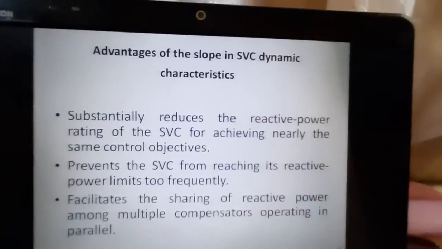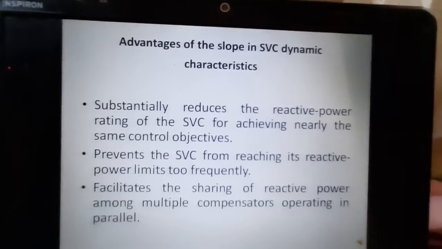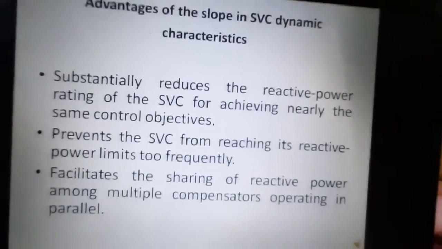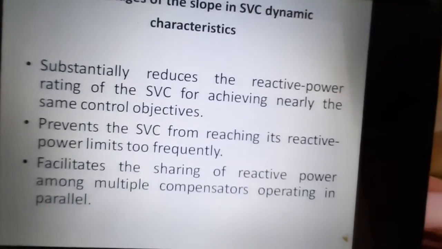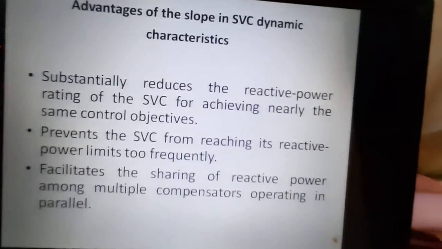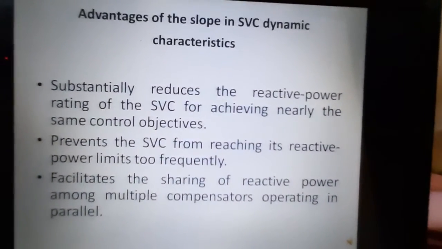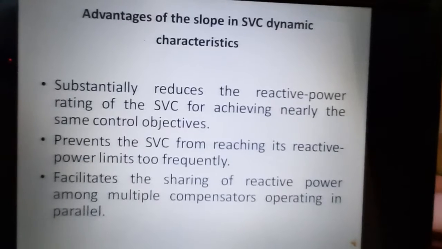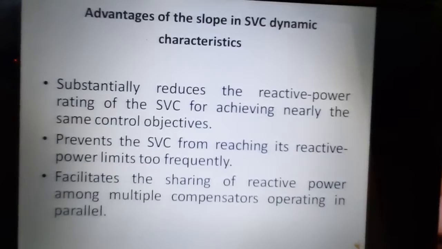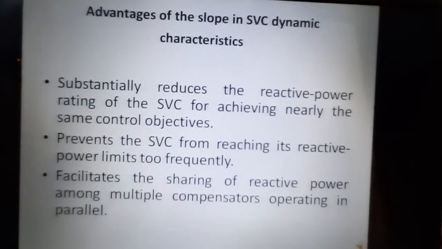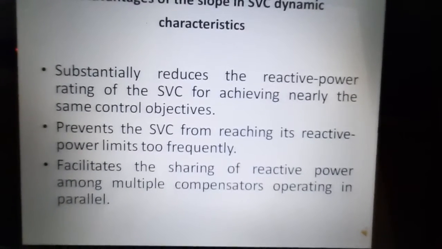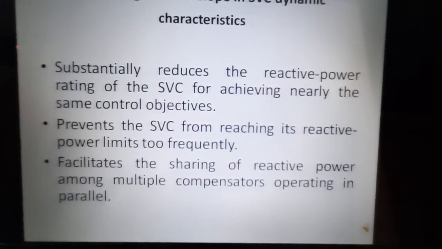Now we will see the advantages of the slope in the SVC dynamic characteristics. What are its advantages? Basically, it reduces the reactive power rating of the SVC for achieving nearly the same control objectives. It prevents the SVC from reaching its reactive power limits too frequently, and it also facilitates the sharing of reactive power among multiple compensators operating in parallel.